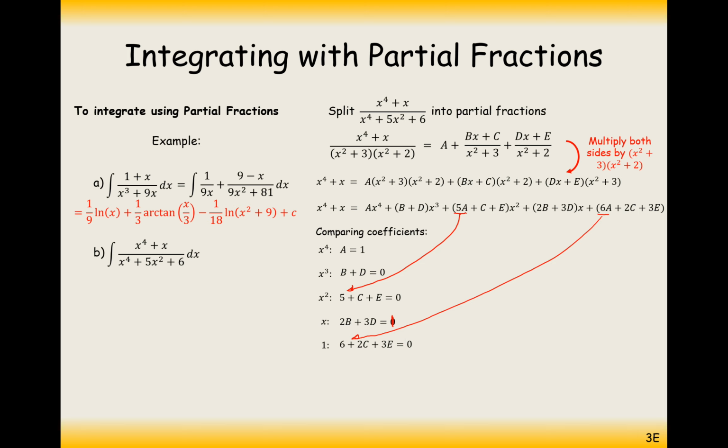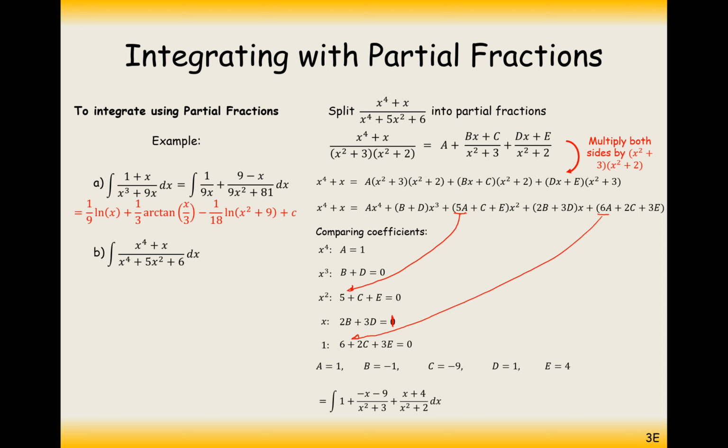I'm not going to show you how to work out equations. All I'm going to tell you is that the answers are a equals 1, b equals -1, c equals -9, d equals 1, and e equals 4. So that my partial fractions are this thing here. It will be 1 plus (-x plus -9) over x squared plus 3, plus (x plus 4) over x squared plus 2.